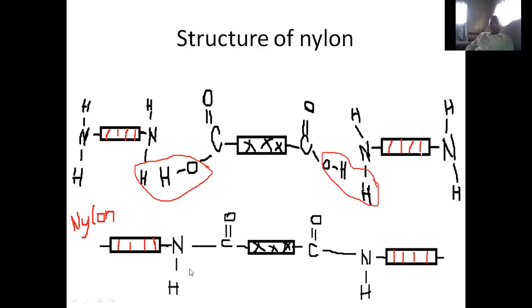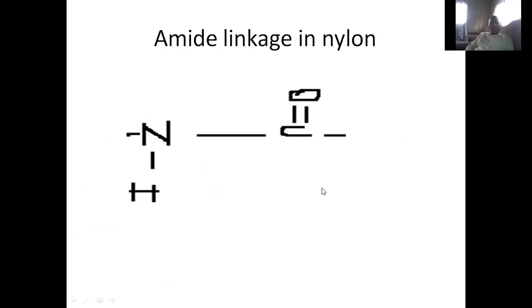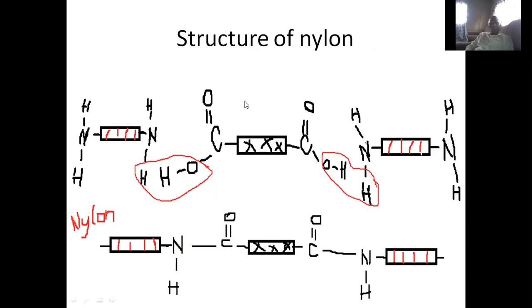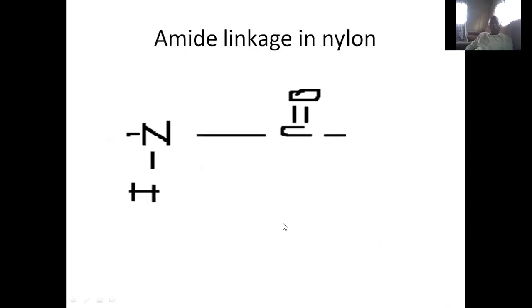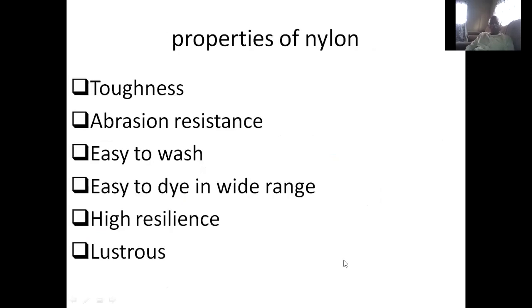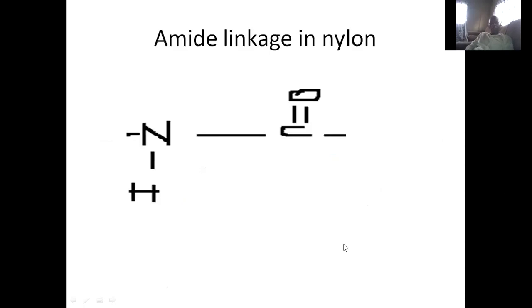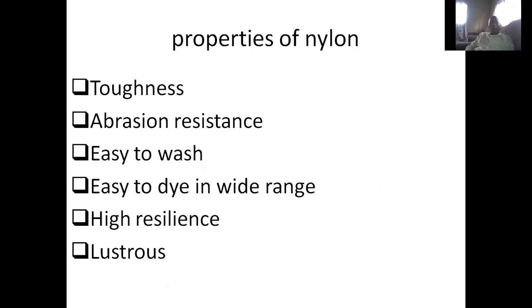And so it has a linkage. This linkage is what is known as the amide linkage. So this linkage here is known as the amide linkage. It's also found in proteins, as we will see in later lessons. In a peptide, you find this same linkage. And so this is how nylon is formed. And now we'll look at the properties of nylon.